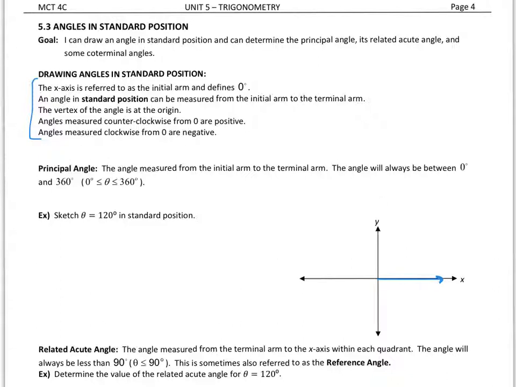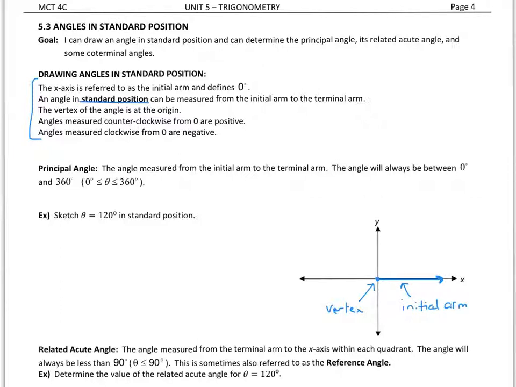An angle in standard position can be measured from the initial arm to what's called the terminal arm. Terminal means to end, and the terminal arm is where the angle ends. The vertex of the angle will be at the origin. So this will be where our vertex is right here. So let me write that in here. This is called the vertex. This is called the initial arm. Initial arm of our angle.